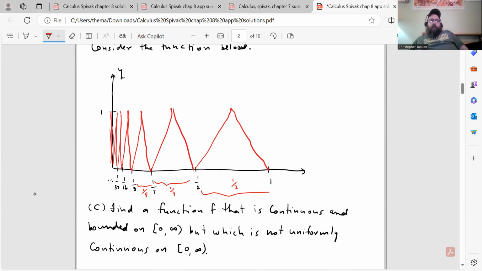So this function that I have drawn here, while it's continuous and bounded on the interval from 0 to 1, including 1 but not including 0, is not uniformly continuous on that interval. Right, so that's just another example.